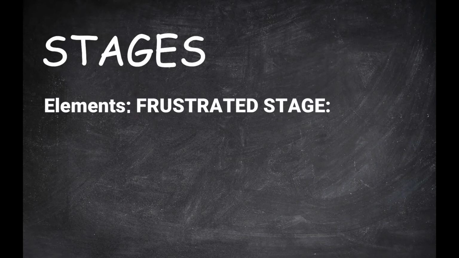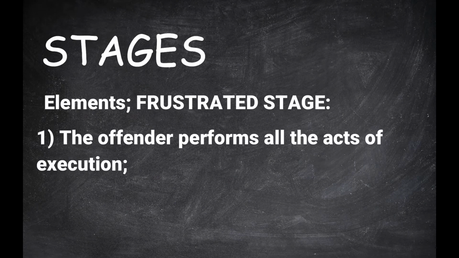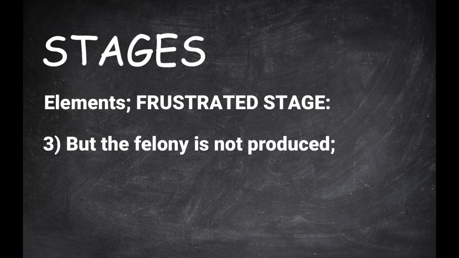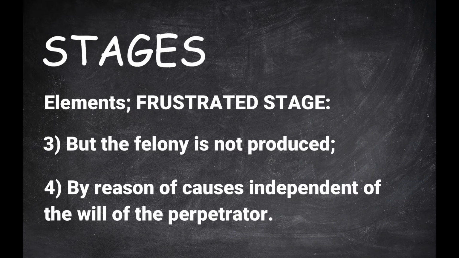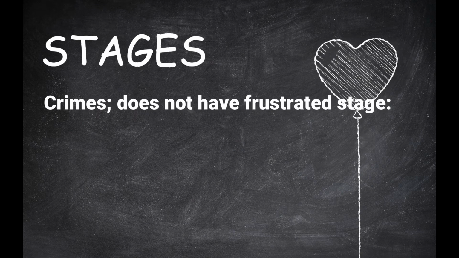The following are the elements of frustrated stage. 1. The offender performs all the acts of execution. 2. All the acts performed would produce the felony as a consequence. 3. But the felony is not produced. 4. By reason of causes independent of the will of the perpetrator. Crimes that do not have frustrated stage.